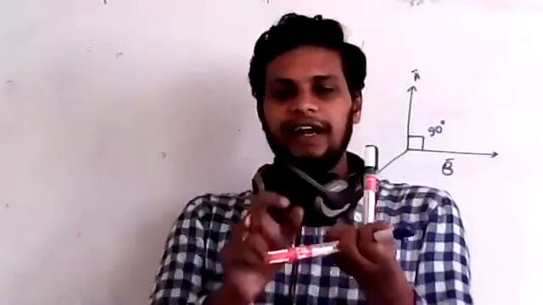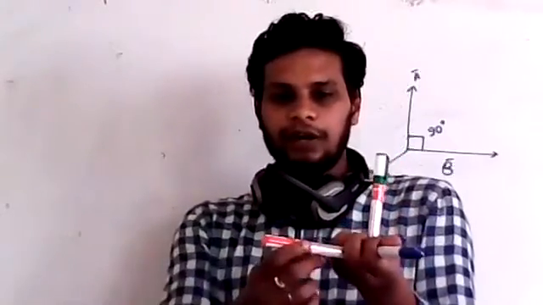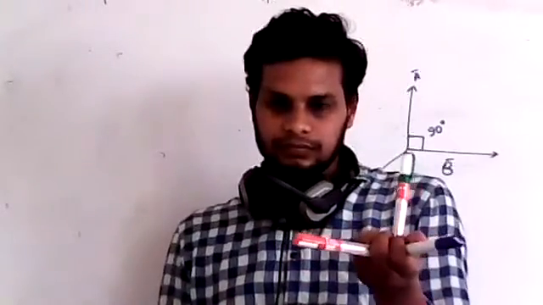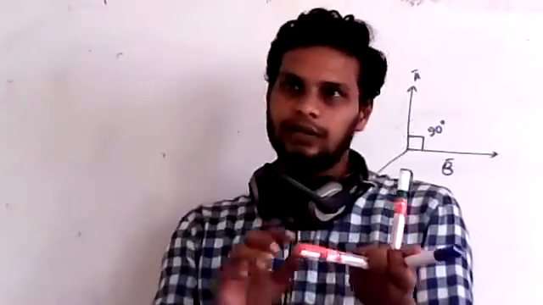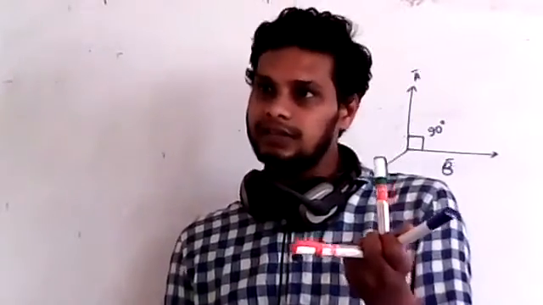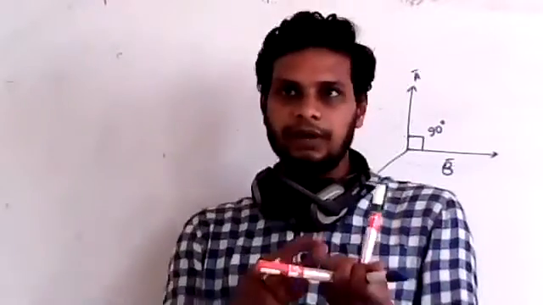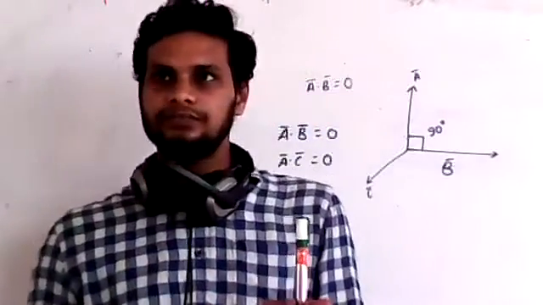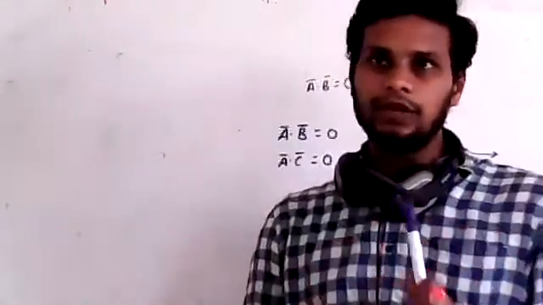Now I will take green as A bar. A bar is always perpendicular to what? B bar and C bar. Clear? A bar is always perpendicular to B bar and C bar. Are you clear up to here?